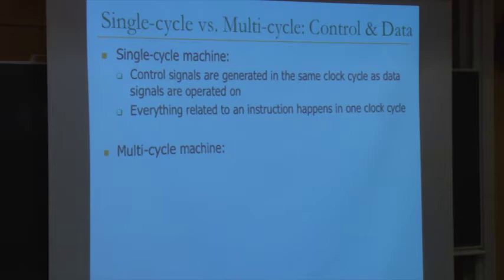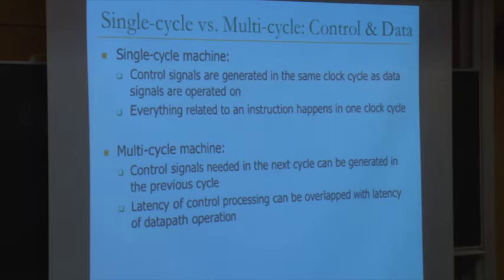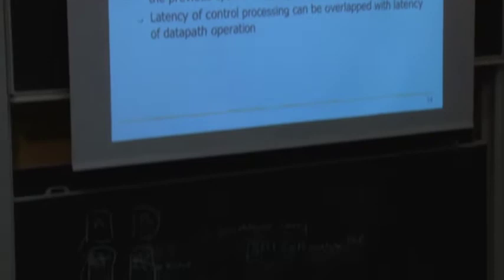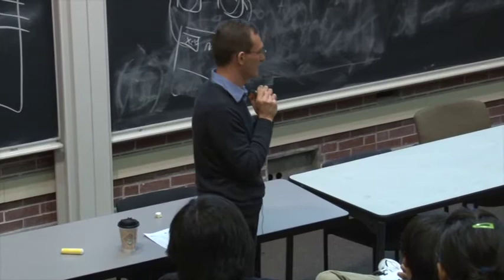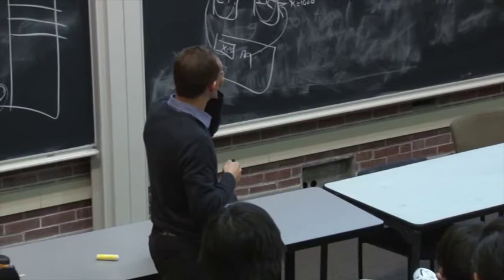In a multi-cycle machine, control signals needed in the next cycle can be generated in the previous cycle, right? Because you're taking multiple cycles to do this. Which means that, this is very fundamental again, you can overlap the latency of control processing with the latency of data path operation. You generate the control signals in the previous cycle for the operations that you're going to do in the next cycle. This will become a lot more clear when we talk about microcoded machines, but this is very fundamental also. Keep this in mind.